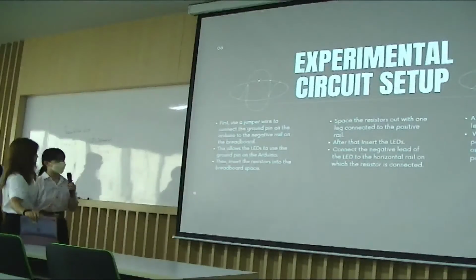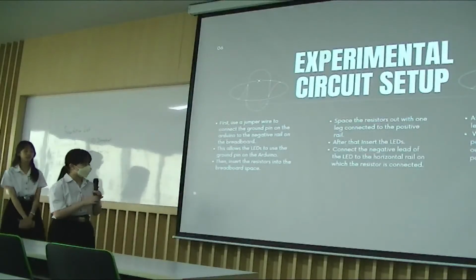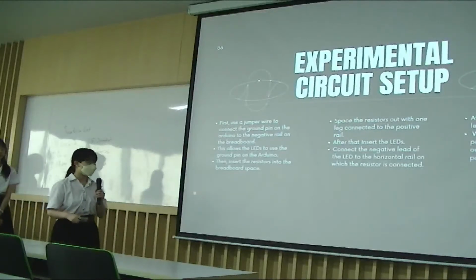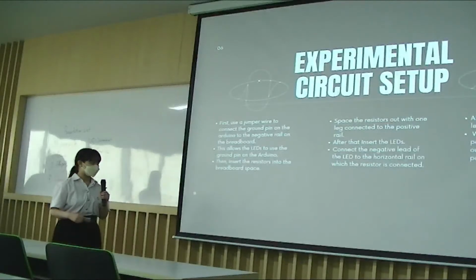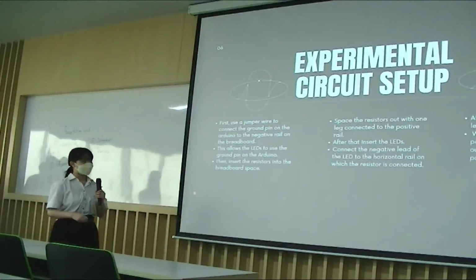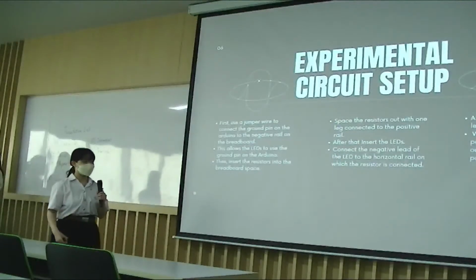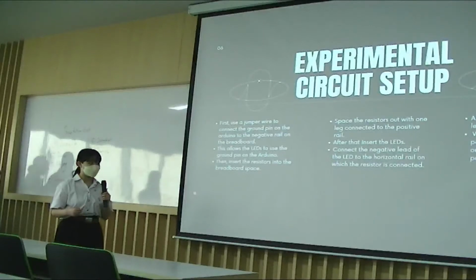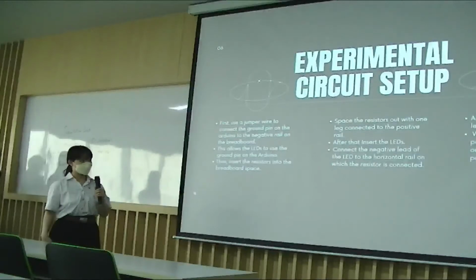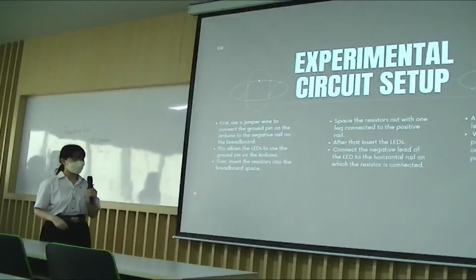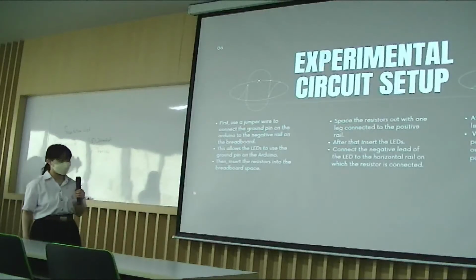The way to build the circuit is the following. First, we use a jumper wire to connect the ground pin of the Arduino to the negative rail on the breadboard. This allows the LED to use the ground pin on the Arduino. Then we insert the resistors onto the breadboard, spaced out, with one leg connected to the positive rail. After that we insert the LED, connecting the negative leg of the LED to the horizontal rail which the resistor is connected to. After that, we connect the positive leg to an adjacent rail. We use the output ports 8, 9, 10, 11, and 12 for the output signal connected to the positive legs of the LEDs.